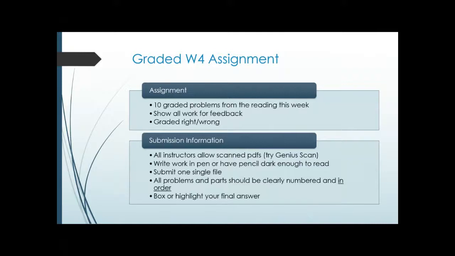And then your week 4 assignment, the graded one, again, you have 10 problems from the reading, and make sure you're showing your work. You can scan your work. Genius Scan is a phone app that you can use for scanning. Make sure it's dark enough to read. If you're doing it in pen or pencil, have a single file, everything in order, easy to read, that sort of thing.